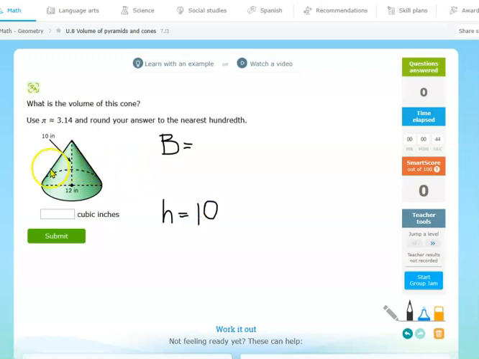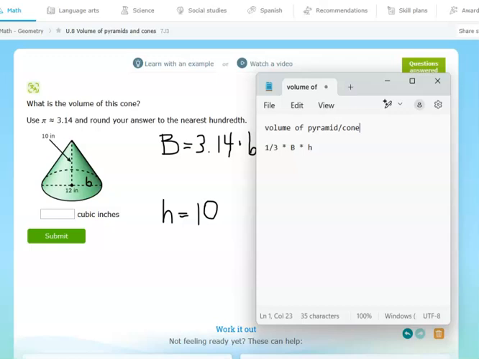Okay, and this base, because it's a cone, is a circle. So the area of the base is going to be the area of this circle right here. And we know the area of a circle is 3.14 times the radius squared. And right off the bat, they're giving us a tricky situation here where they're not giving us the radius, they're giving us the diameter. The whole distance across is 12, so the radius must be 6. Okay, so the base is going to be 3.14 times 6 squared.